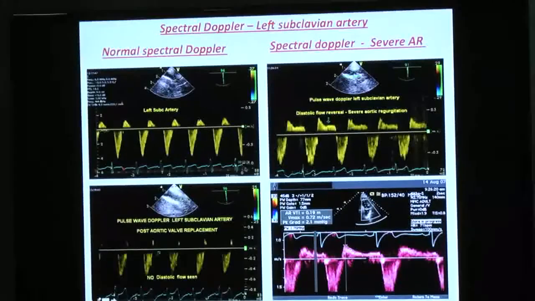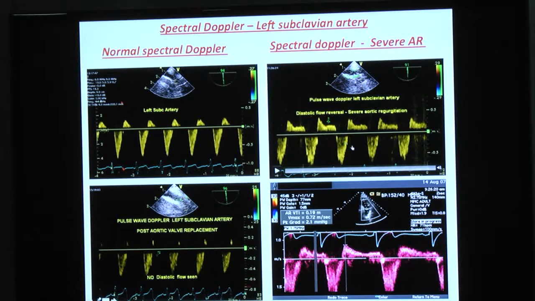Now here I have an interesting Doppler across the left subclavian artery. Normally the cursor is pointing towards the left subclavian artery. It is a triphasic flow pattern, which actually in diastole there is no flow. In the next image on the right side, there is a flow reversal occurring there. So this is a case of a severe AR.